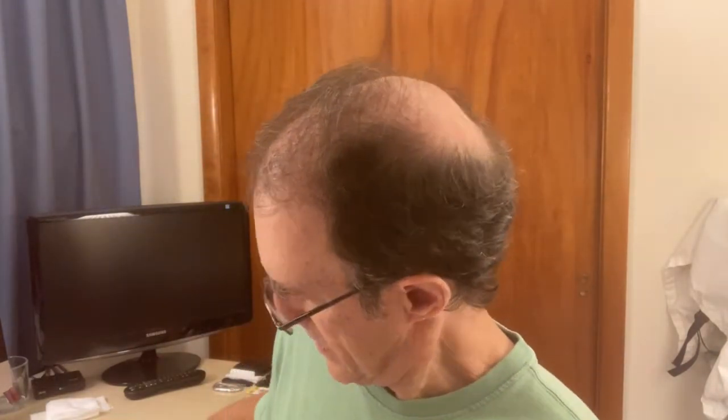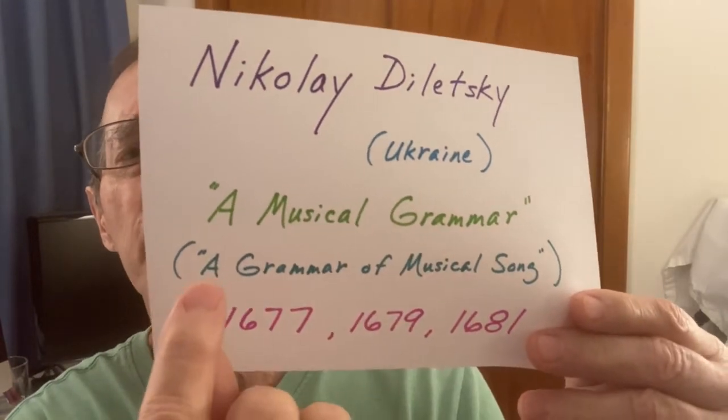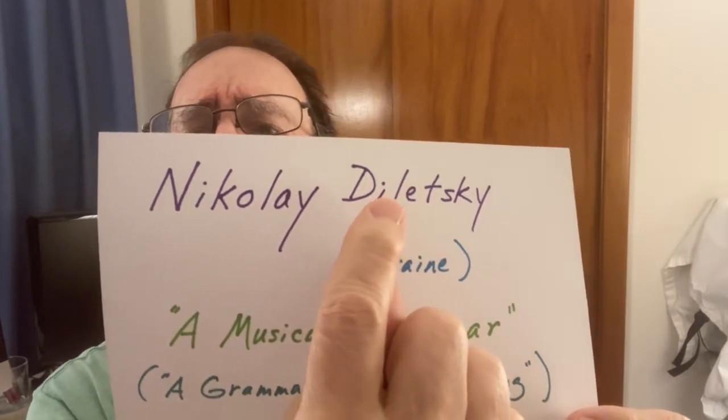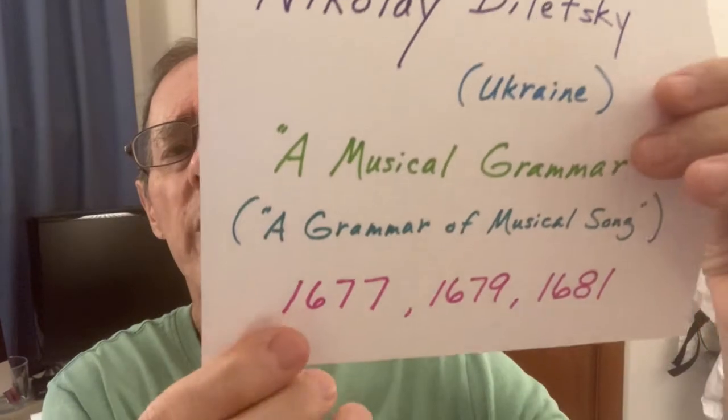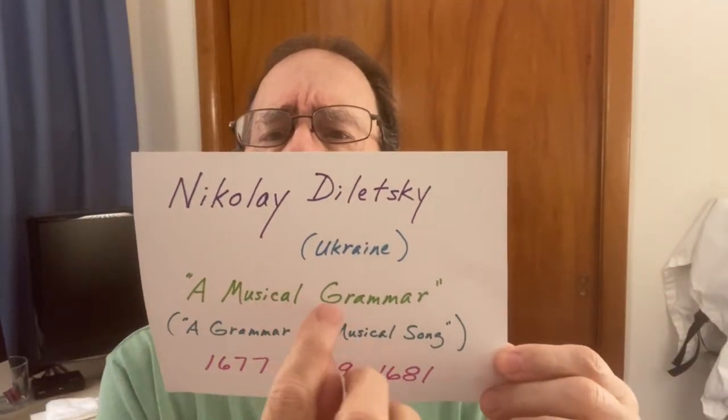Now, 345 years ago, the circle of fifths figure, the picture, first showed up. That's a long time ago. It was a publication called A Musical Grammar, or A Grammar of Musical Song, authored by Nikolai Deletsky from what would now be called Ukraine. This first popped up in 1677. Then there was a second version and a third version, but that was a long, long time ago. In this publication, the circle of fifths first showed up.